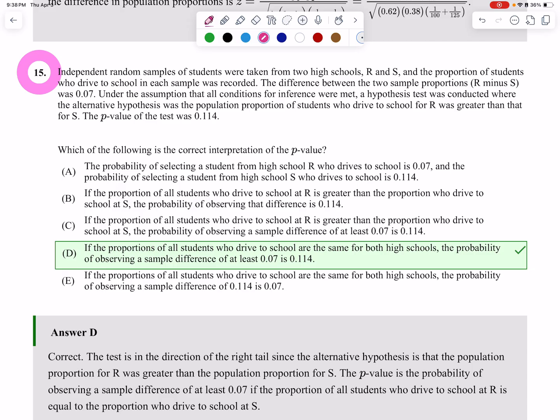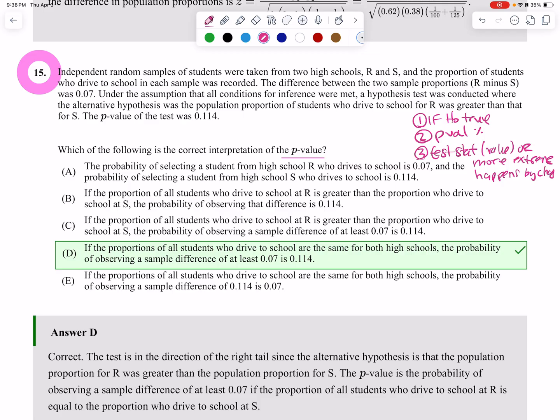Which of the following is the correct interpretation of a p-value? Again, remember the p-value: if H0 is true, you have a p-value percent chance that your test statistic, or a value more extreme, happens by chance. So that's what we're looking for.